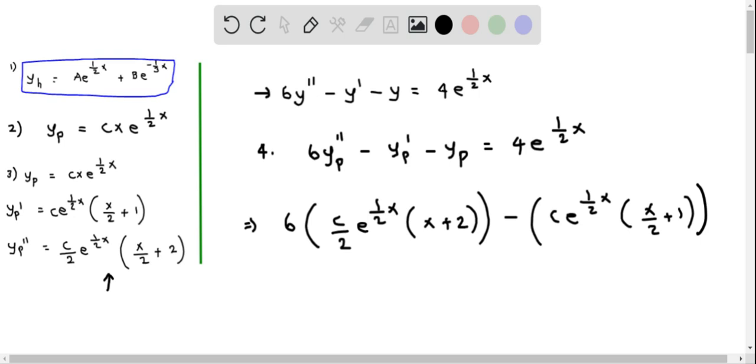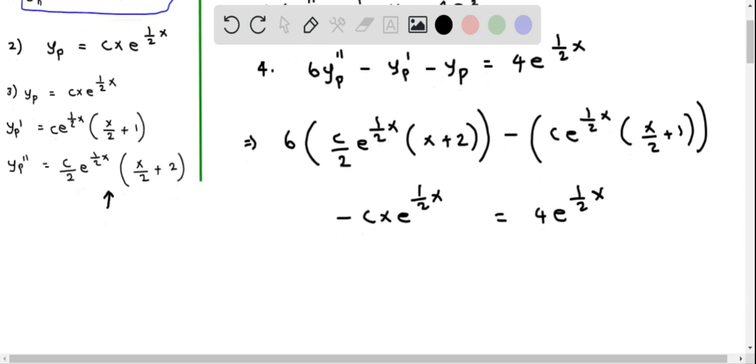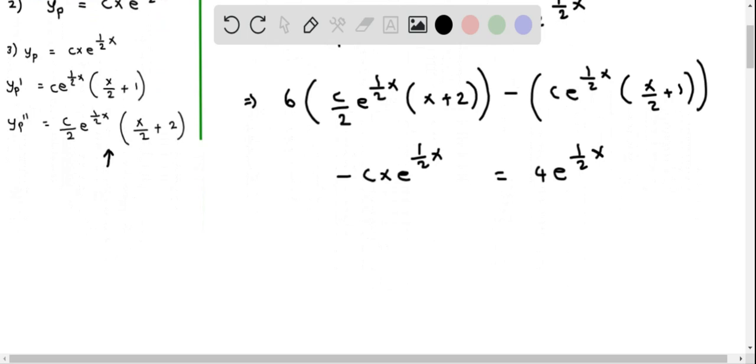Then we put a negative of yp. So this is negative cx e power half x. And on the right side, we have 4 e power half x. So basically, we have to simplify this equation on the left side and then equate the term e power half x so that we determine the value of constant c. So first, let's simplify this.